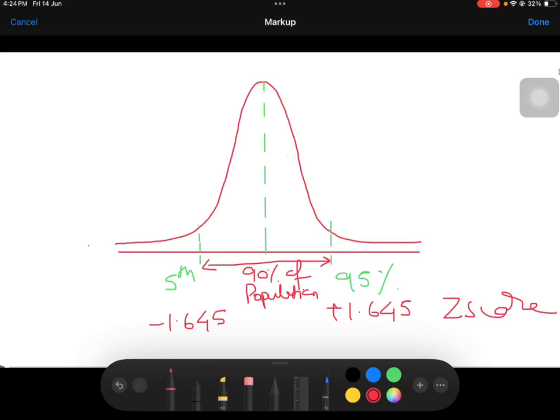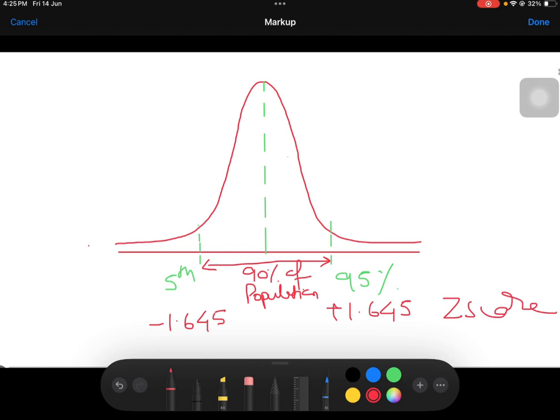I am here to teach how to interpret the spirometry report. Sometimes it's very confusing when you get a spirometry report and you see the Z scores written on it, and it becomes difficult if you don't know exactly what the Z scores are and how to interpret them.